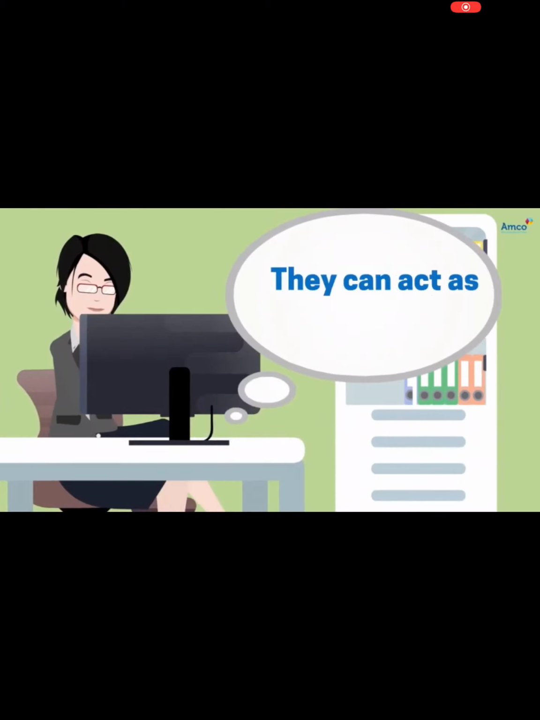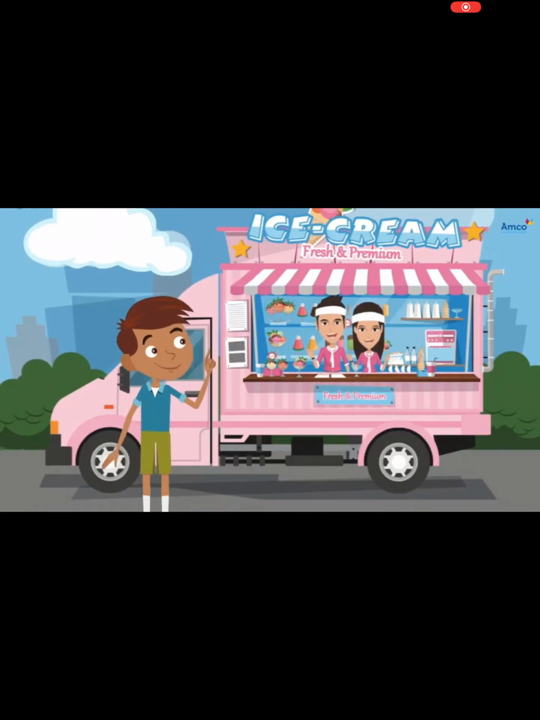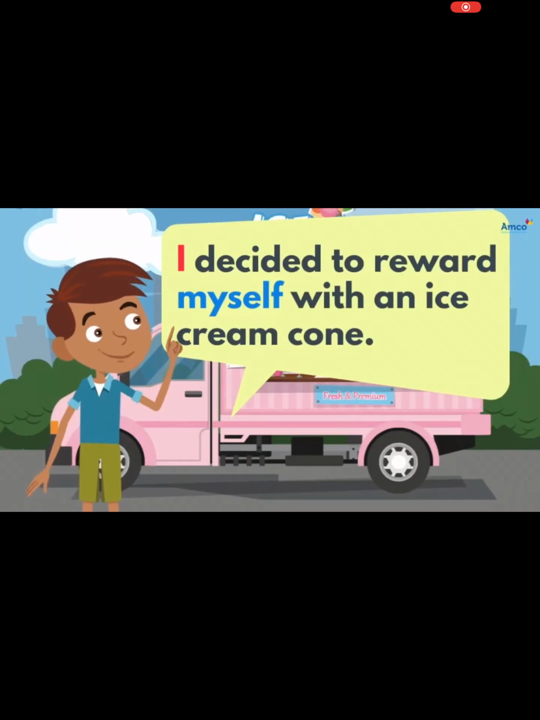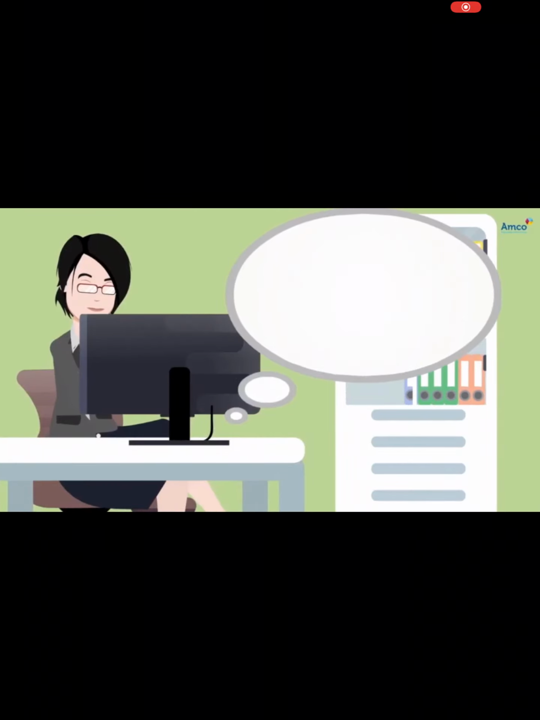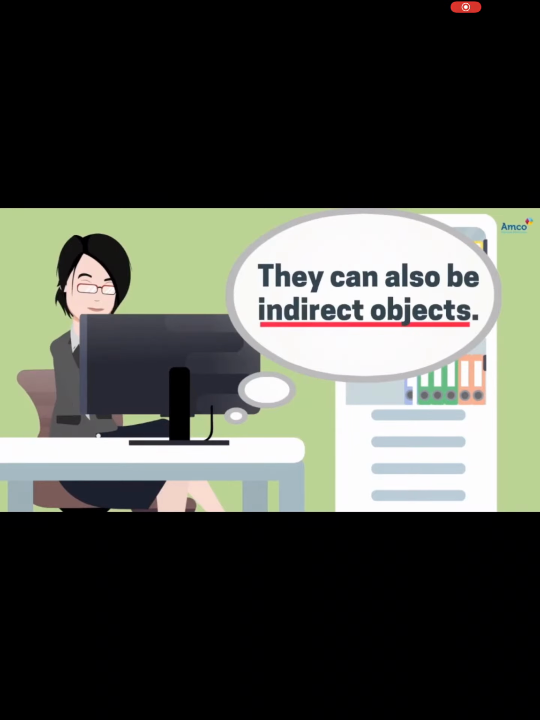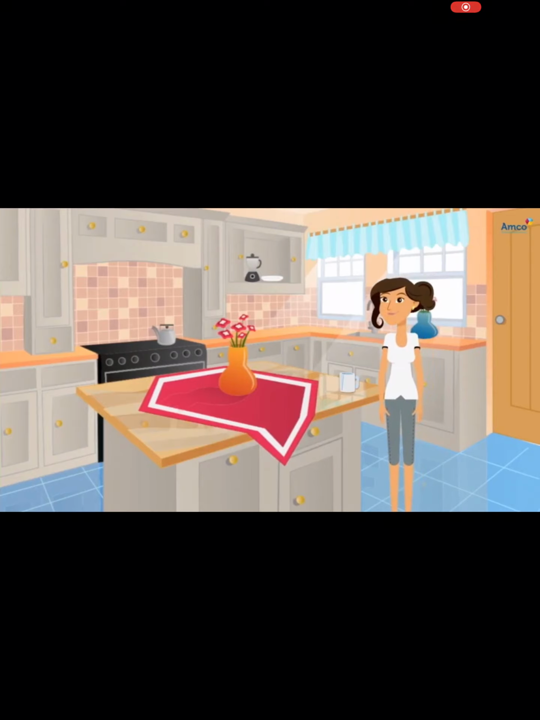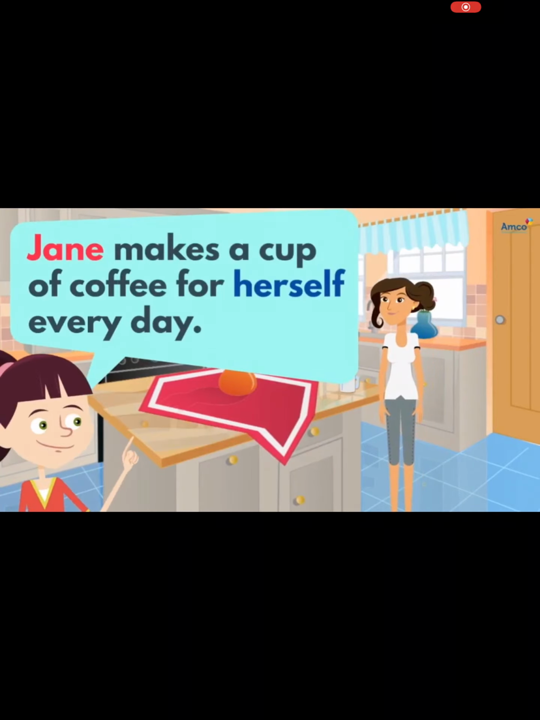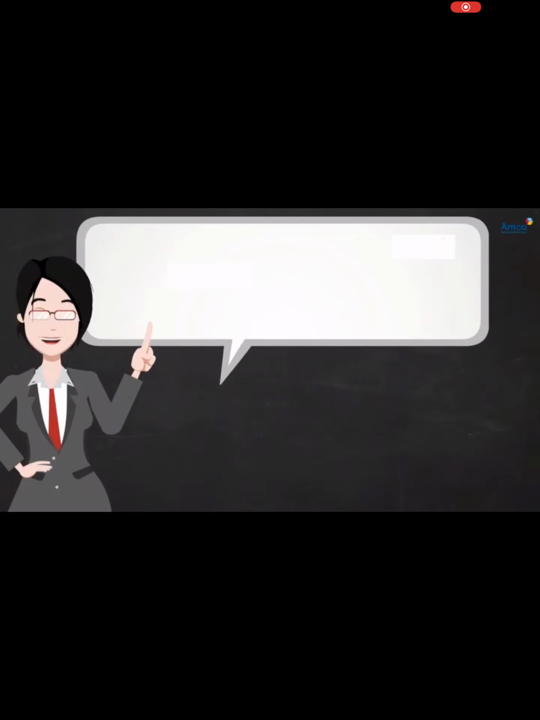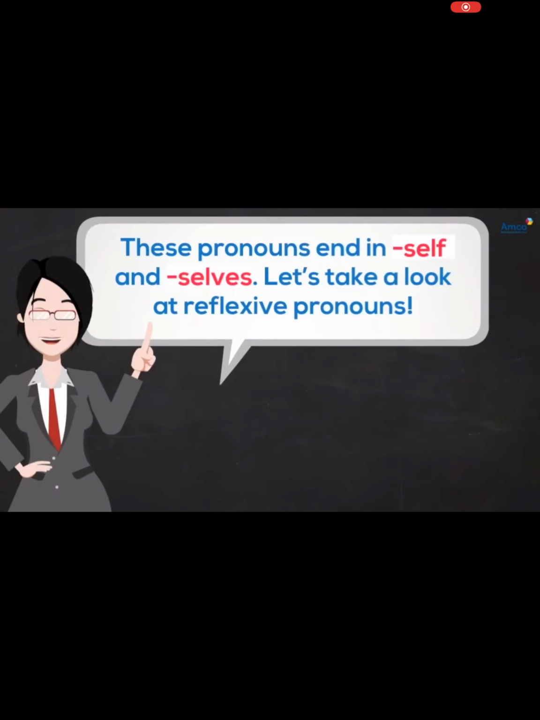They can act as direct objects. I decided to reward myself with an ice cream cone. They can also be indirect objects. Jane makes a cup of coffee for herself every day. These pronouns end in self and selves.